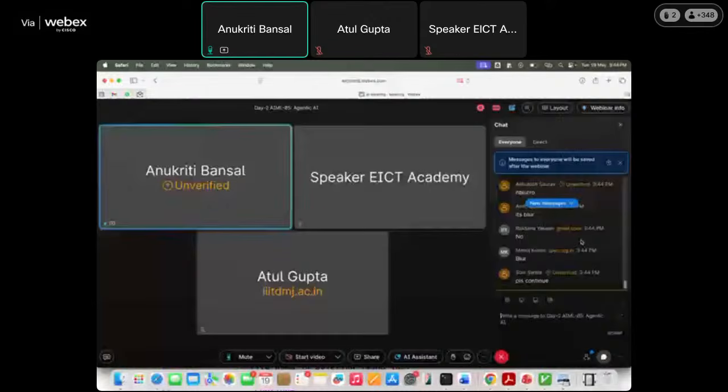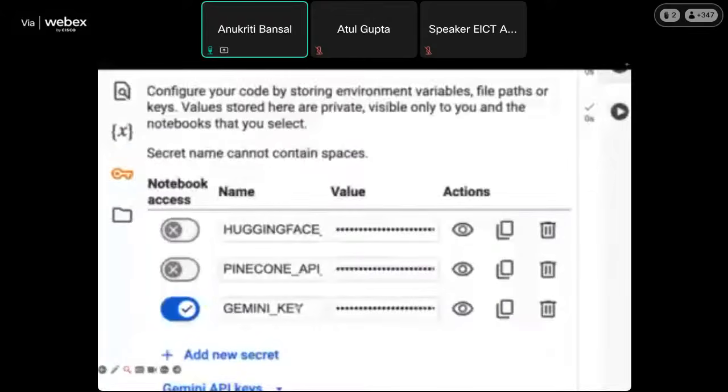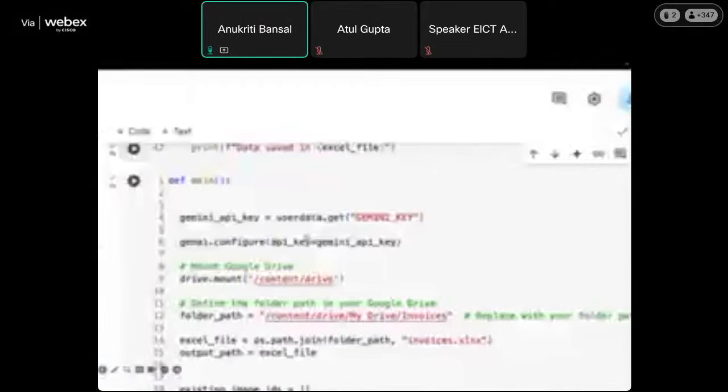I'm just saying that you can go to Google Colab, and here on the left side you will see a key. Whatever name you want to provide, you just name it. I have written Gemini, but you can use Google key as well. And the API key which we have generated from aistudio.google.com, in the value you just paste it. And here it's the complete code.